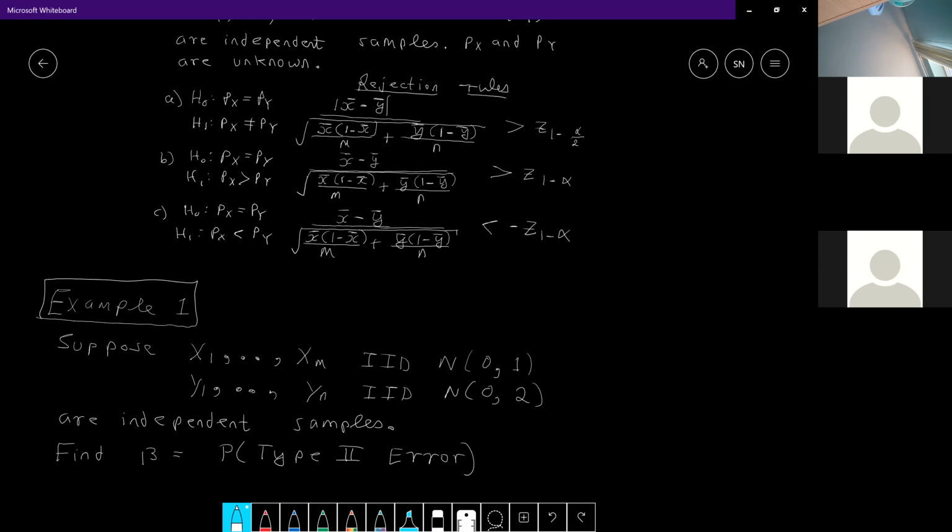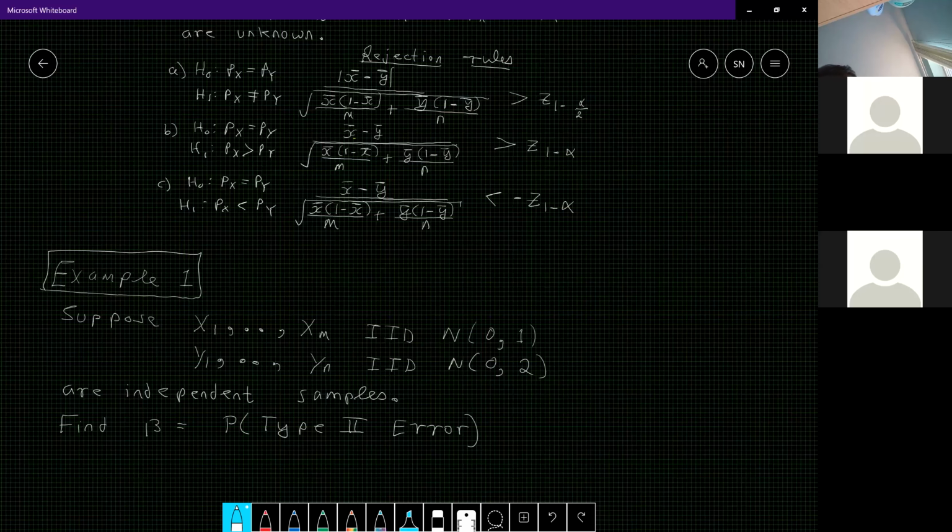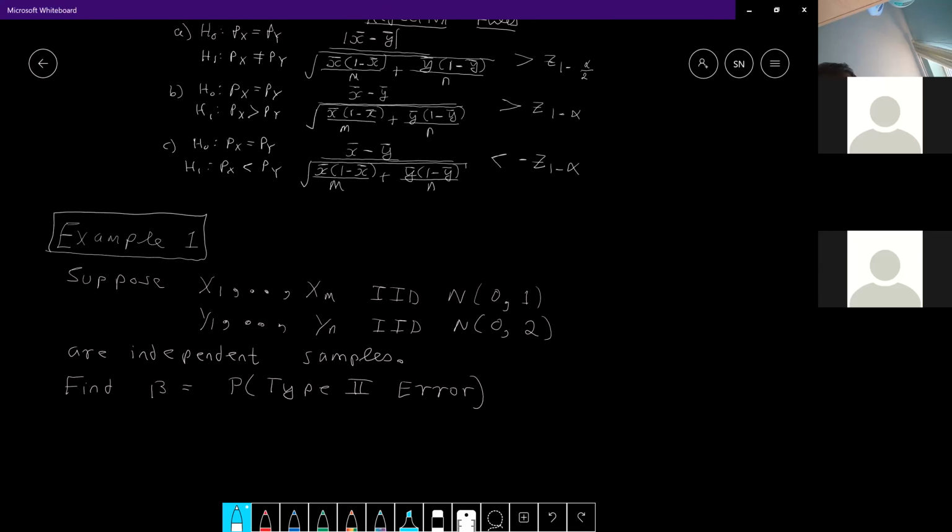All right, so this is example one. You have two independent random samples, one from N(mu x, ...) and the other from N(mu y, ...). The question is to find beta. Beta, as you know, is the probability of type 2 error. So how would you do this?